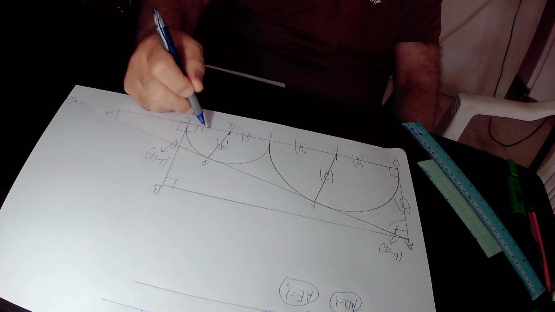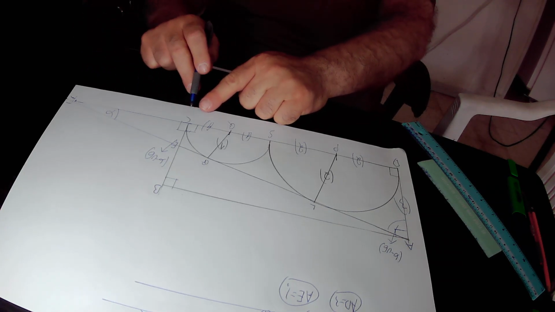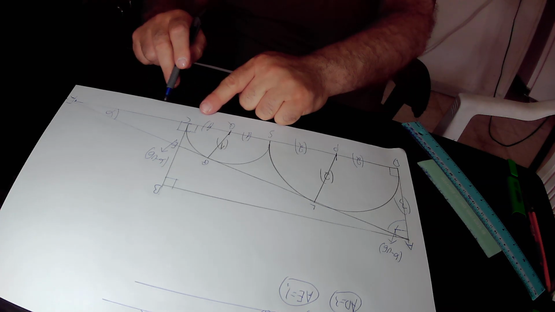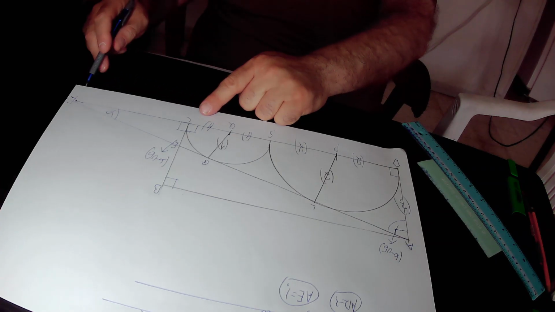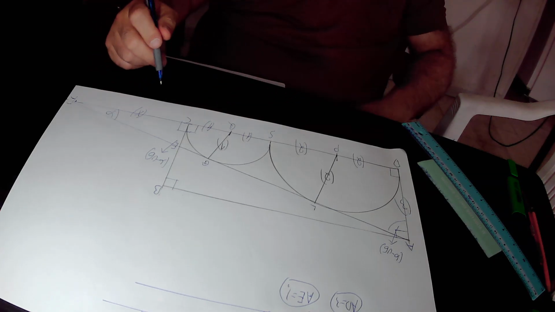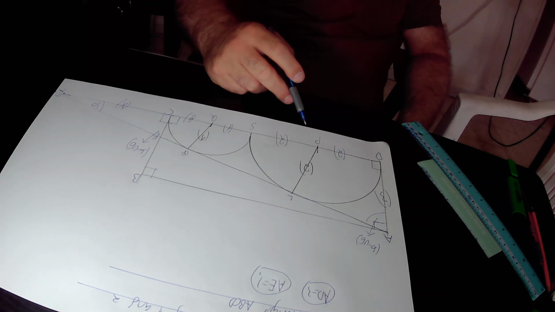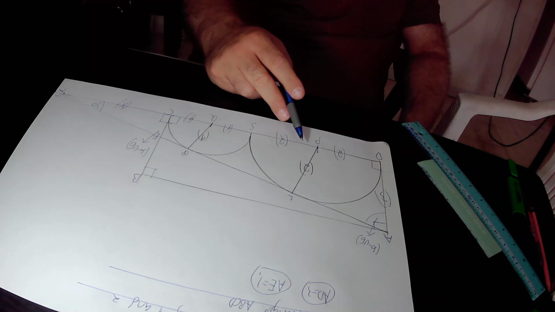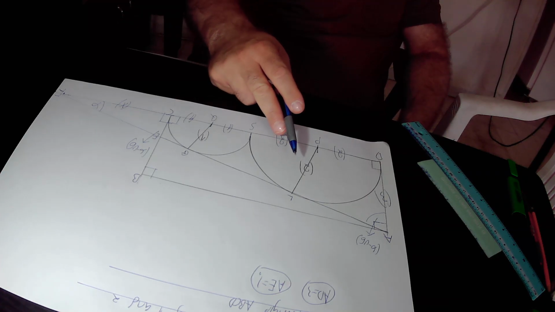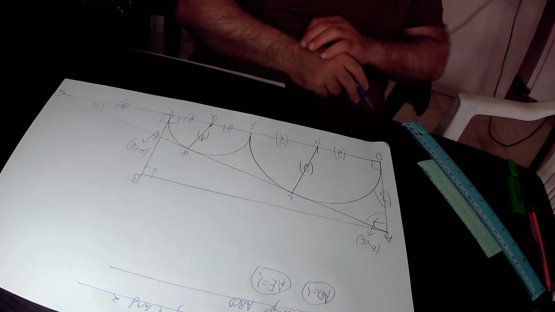And finally, CF, line segment CF, is unknown. So we define the length of this line segment CF as X. So we have here the radius PL of this big semicircle drawn to point L, that is the point of tangency of tangent AE with this big semicircle.